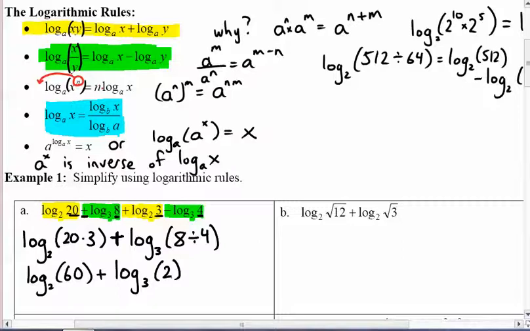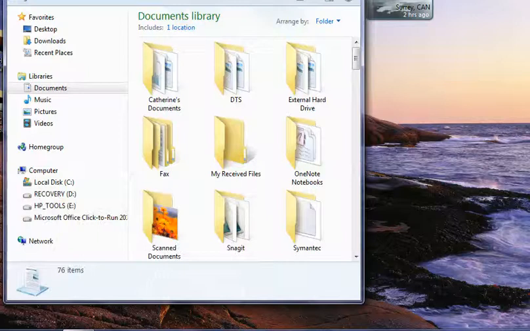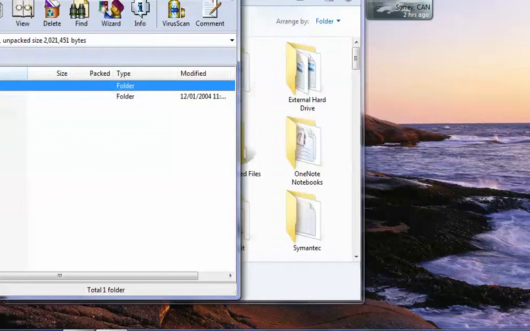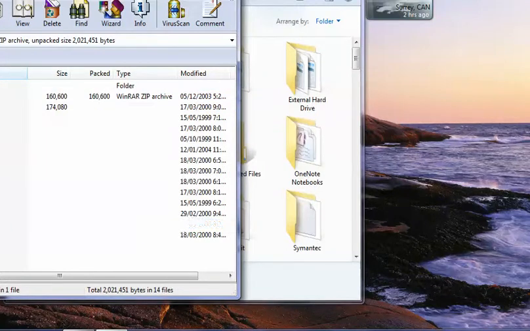Okay, and I couldn't simplify that further unless I took out my graphing calculator and actually changed that to a decimal. So let me just do that for a second so that you can see.